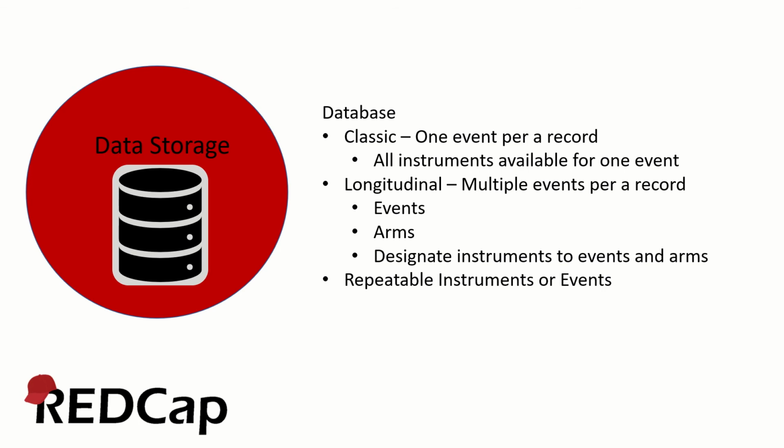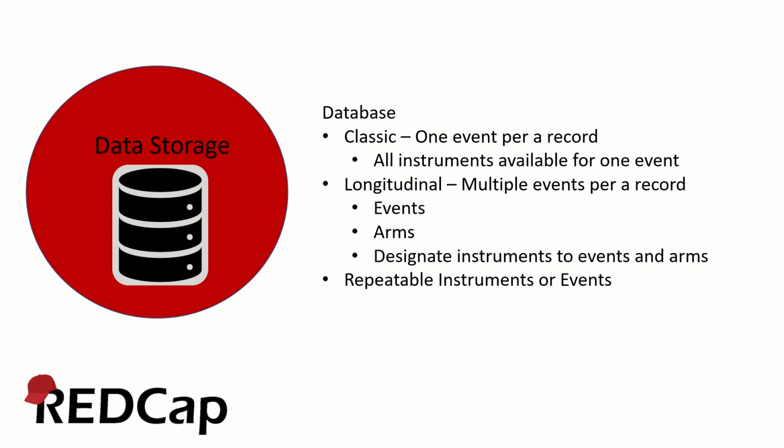Another mode of how the database could be stored would be in a longitudinal aspect. In this particular aspect, we would have multiple events per record. You can separate your events into different arms. So if you have a control group or a placebo group and a group that is an intervention group, that would be two different arms.